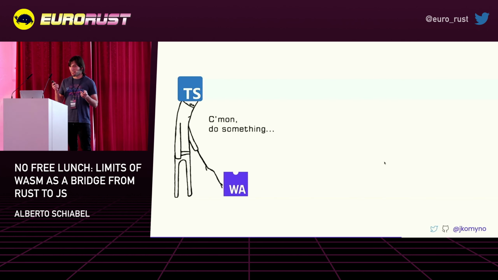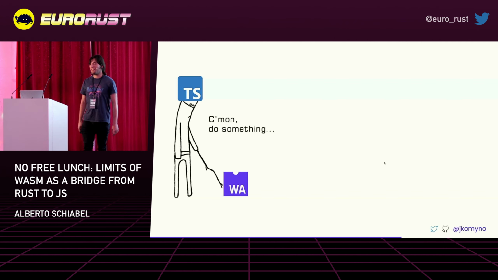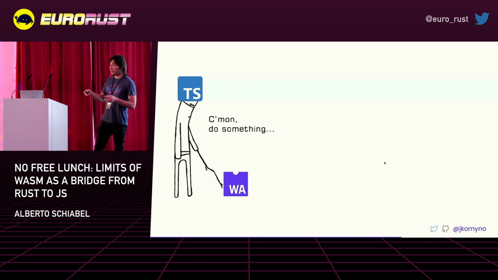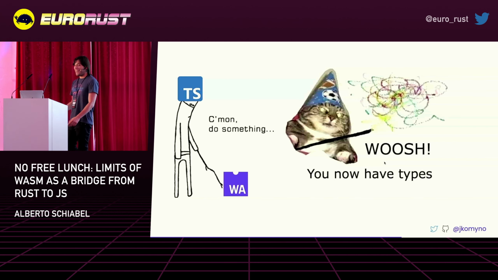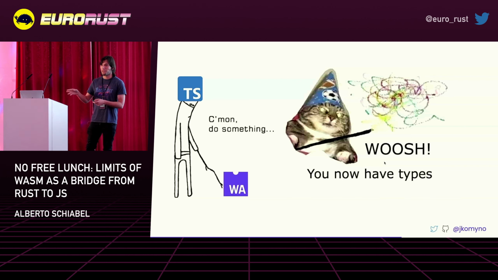This is basically TypeScript that really wants to use WebAssembly, right? But can't do that right now. What if there was a magic tool that allowed us to get WebAssembly with types? Little backstory: when I applied for this talk, I had no clue that this tool existed. So this talk was mainly about limitations. Now I can finally provide you with a solution.